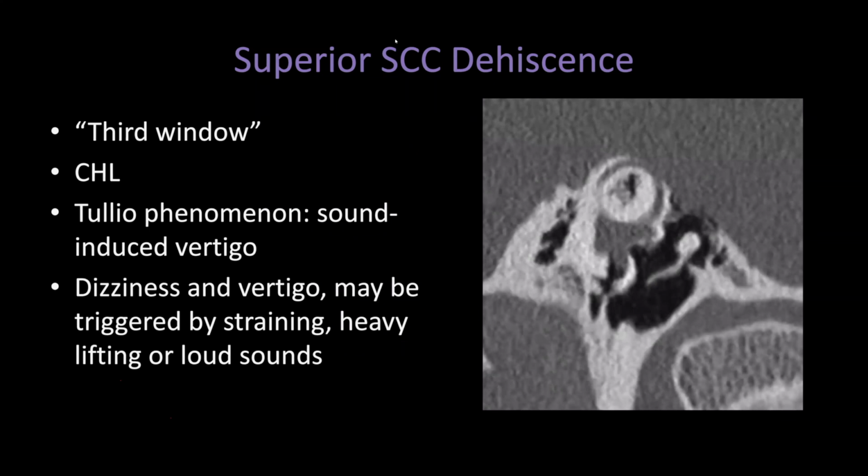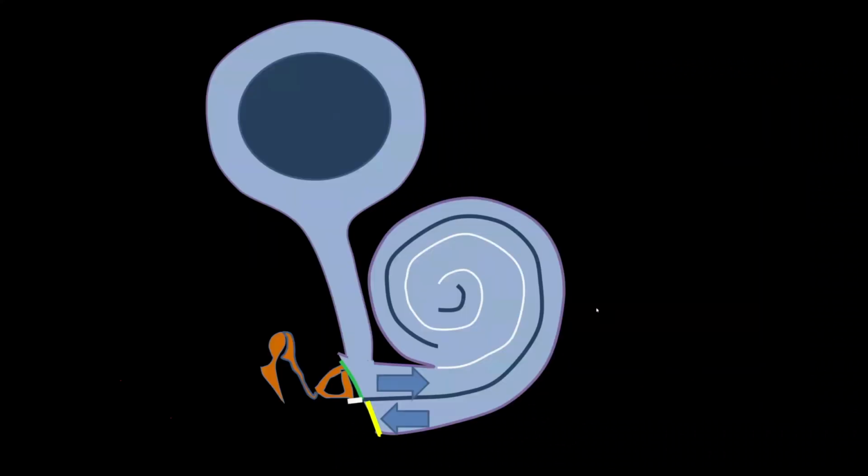And then finally, superior semicircular canal dehiscence can also cause conductive hearing loss through the third window effect. It can also cause Tullio phenomenon, which is sound-induced vertigo. And this is an extremely simplified version.